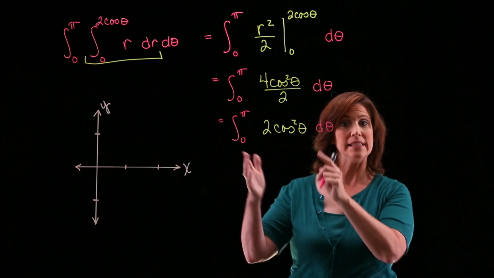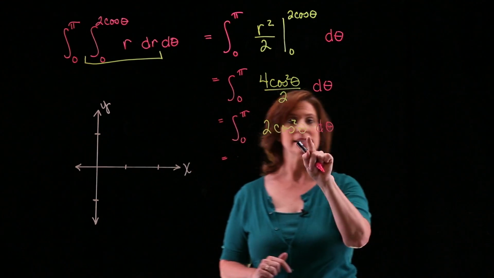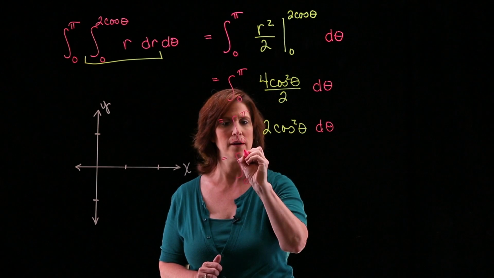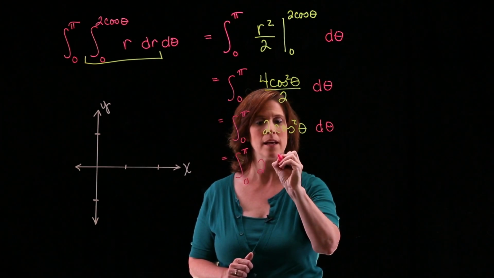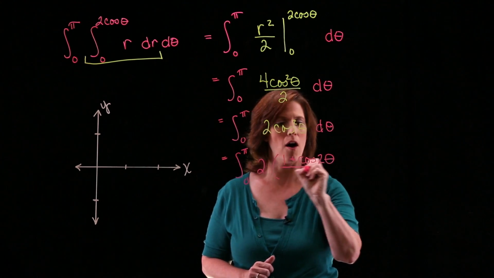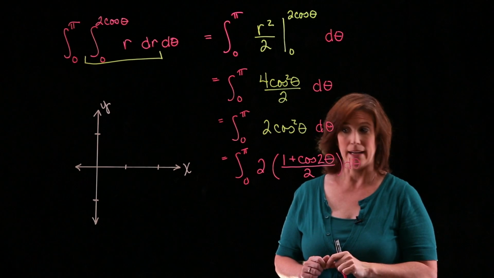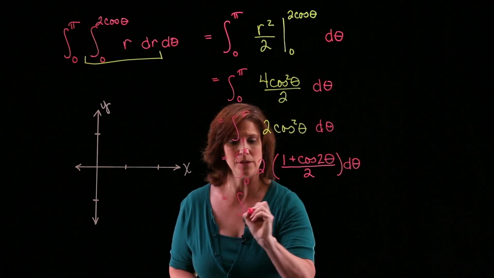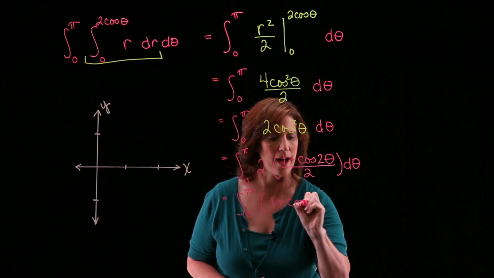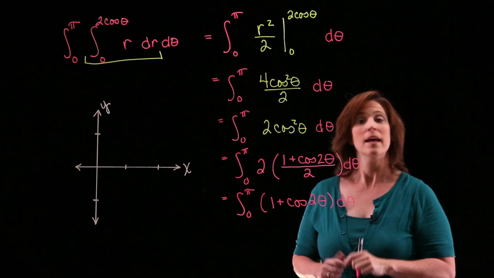All right, so now I have the inside integral complete. Now I can work on the outside integral. Looking at this, I know I need a power reducing formula to help me here. So I'm going to write this as the integral from 0 to pi of 2 times the quantity 1 plus the cosine of 2 theta all over 2 d theta. And again, that's a trig identity. This reduces to the integral from 0 to pi of the quantity 1 plus cosine 2 theta d theta. Now I'm ready to integrate.